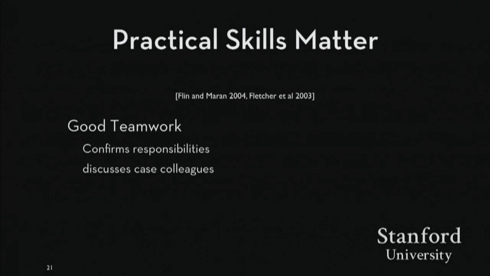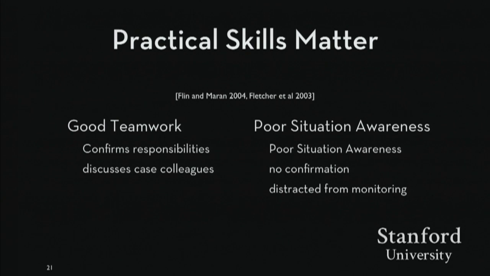So some examples of good teamwork which we saw in this video are confirmation of responsibilities. You make sure that everybody knows what their role is, and discussing the case with your colleagues. You make sure that as soon as an error or an issue arises, you're letting the other people in the room know so they can make appropriate decisions. Some examples of poor situational awareness, which we didn't really see in this video, are no confirmation, meaning that somebody asked you to do something and you don't acknowledge it, or you're distracted from your monitoring, so something comes up and you're not looking at the patient when an important vitals change happens.